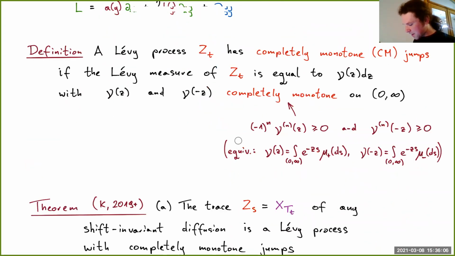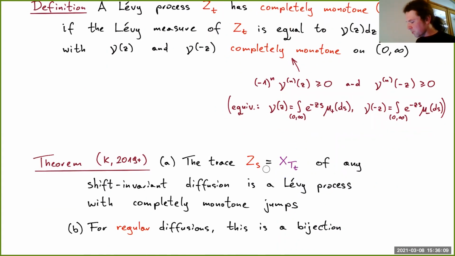But first, let me state the theorem. So the theorem tells you that the boundary trace of any shift invariant diffusion is a Levy process with completely monotone jumps, and vice versa. For any Levy process with completely monotone jumps, you can prove that there exists, it's not a constructive proof, a two-dimensional shift invariant diffusion that has precisely your favorite Levy process as a boundary trace. In fact, we prove even more: for regular diffusions, this is a one-to-one correspondence. So that gives you a bijection between regular shift invariant diffusions and Levy processes with completely monotone jumps.